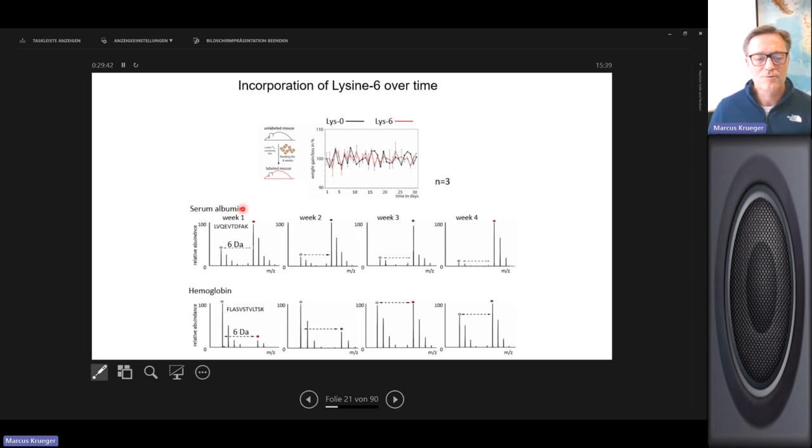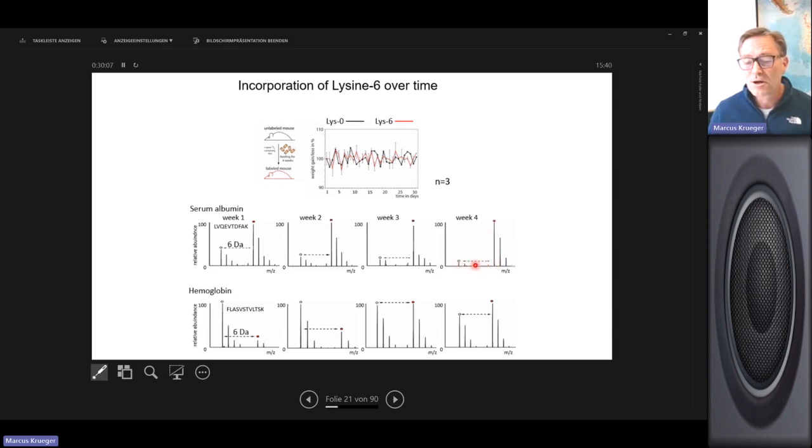And this is serum albumin, a very abundant protein, or the most abundant protein in blood. And also hemoglobin is quite abundant, right? Which comes from the erythrocytes. And what we see is, after 1 week already, we see a reasonable level. So this is the heavy peak, this is the light peak, right? And after 4 weeks, we have an almost complete turnover of the albumin in the mouse here, right? So everything is newly synthesized.